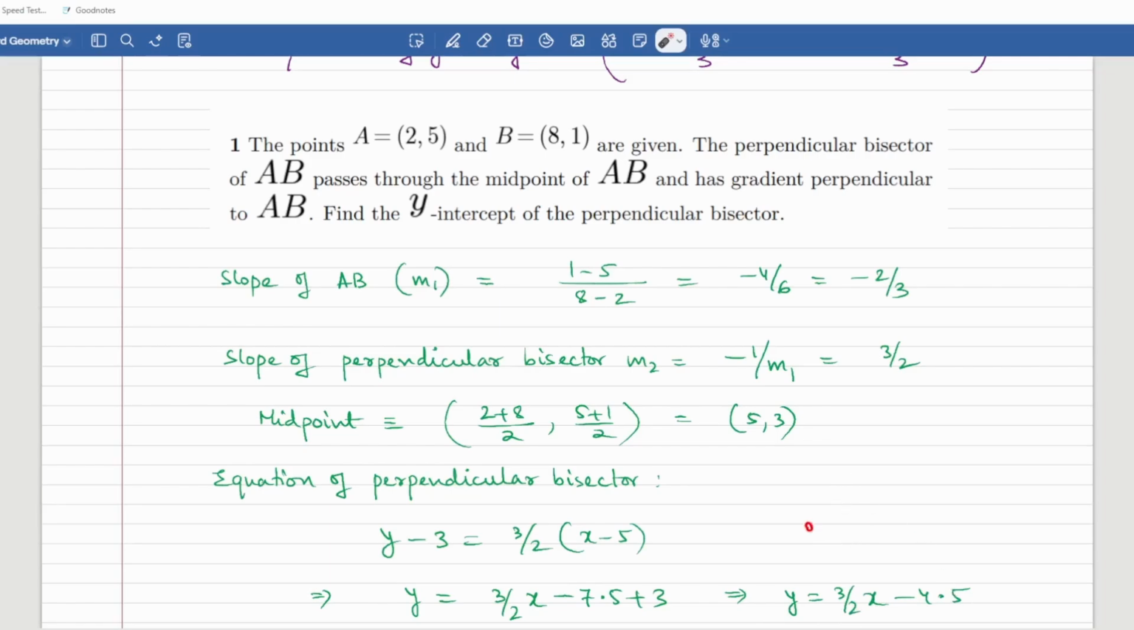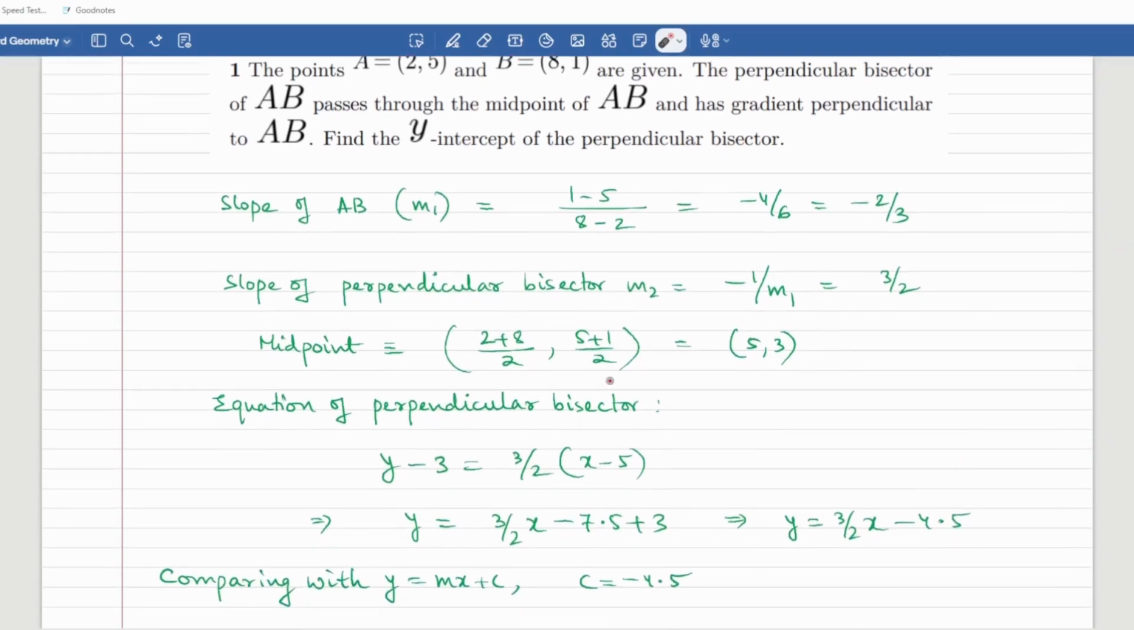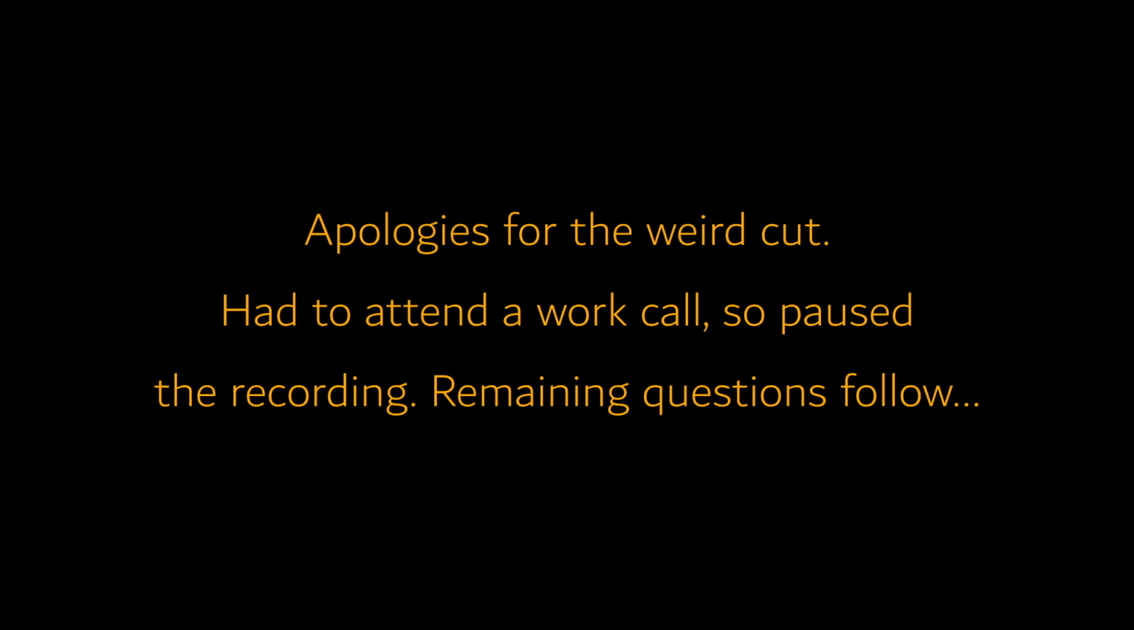I have deliberately written it in y is equal to mx plus c format so that I can read off c directly, and that would be the answer. So comparing with y is equal to mx plus c, c is equal to -4.5, which is the y-intercept of the perpendicular bisector.